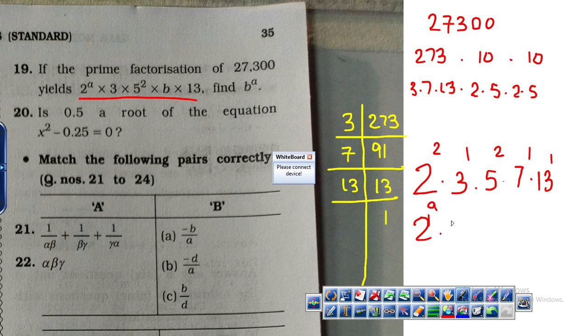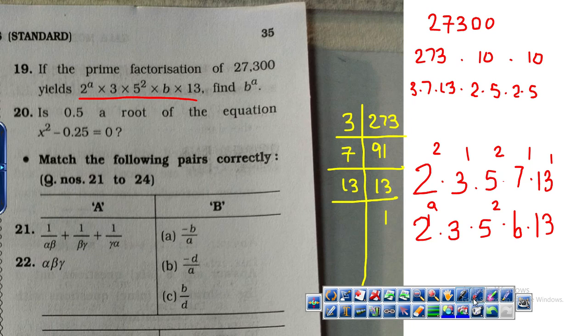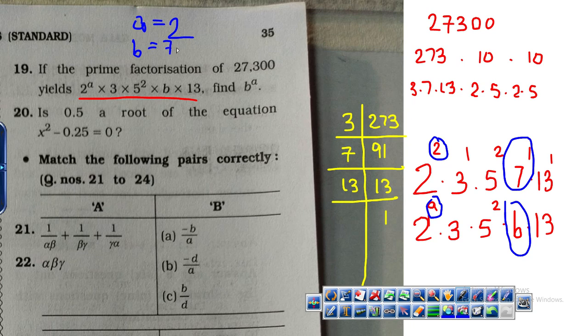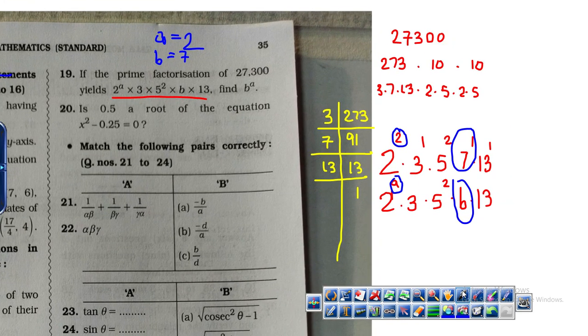2 raised to a, 3, 5 raised to 2, b, 13. इसको कहते हैं एप्पल टू एप्पल कंपैरिजन. एप्पल टू एप्पल कंपैरिजन मतलब डायरेक्ट कंपेयर करो तो पता चल जाएगा कि a 2 है, a इज इक्वल टू 2 एंड b 7 रेज टू 1 मतलब 7 है. तो a टू b 7, तो b रेज टू a का आंसर क्या? b रेज टू a means 7 raised to 2. Final answer is 49.